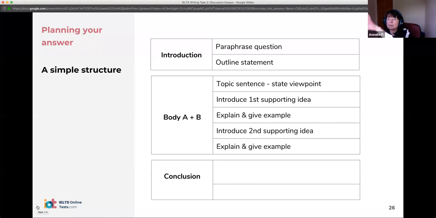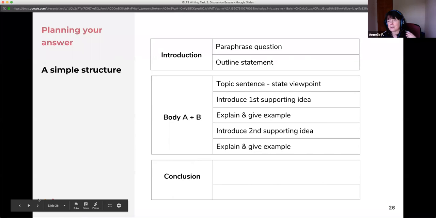Okay. Can we give real company names? Yes. Yes. If you can. I don't think it's going to go any further than the examiner. So yes, you can definitely give real company names. The more specific the examples, the better.